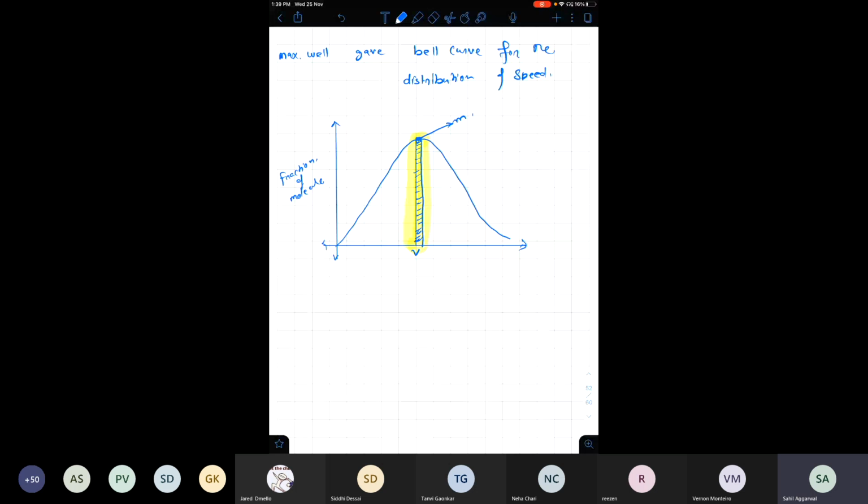Maximum number of molecules के पास जो velocity होगी उसको क्या बोलेंगे? Most probable velocity. Velocity attained by maximum number of molecules. Maximum number of molecules के पास ये velocity होगी.